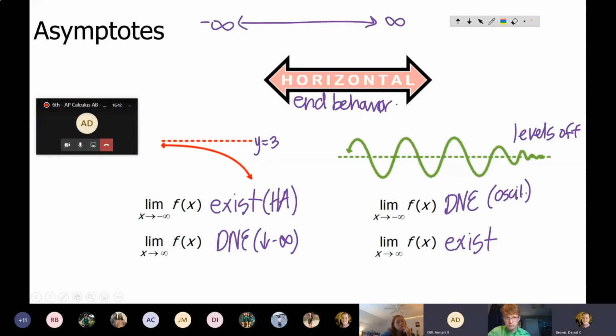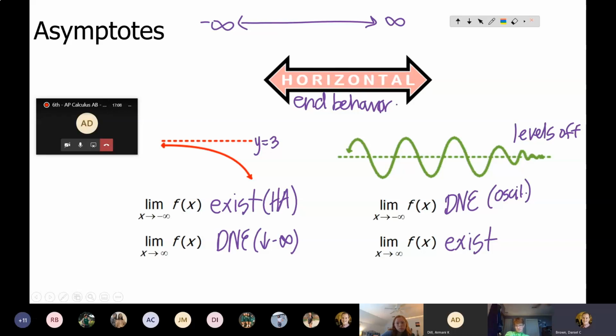Yeah. So, how do we know that it's not continuing to oscillate on the end? We're making assumptions that it's not going to get any bigger. Okay. Yeah, we're just making assumptions based off of the graph that we see. Any other questions?